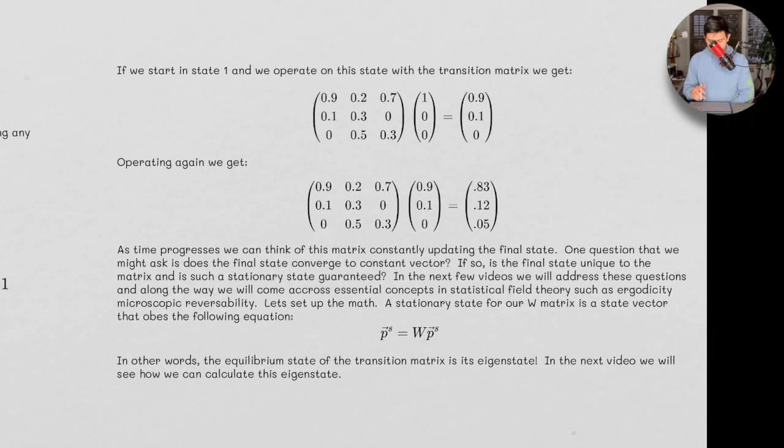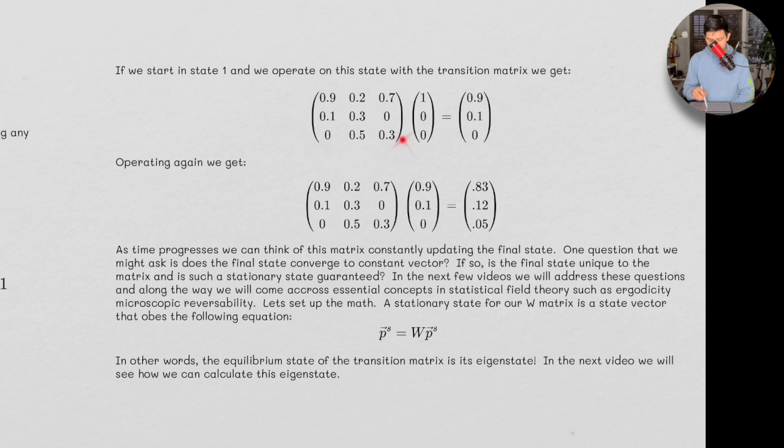So if we start in state 1 and we operate on this state with the transition matrix, we get this. So we're starting in state 1. This is 100% probability of being in state 1. Well, when we operate on that state with the matrix, we get this. So now we don't have a 100% chance of being in state 1. We have a 90% chance of staying in state 1, and a 10% chance of being in state 2. Operating again, well, we have this. This now becomes a little bit weird, right? Because 0.9 times 0.9 plus 0.2 times 0.1 plus 0.7 times 0. When you do the math, you get this factor here.